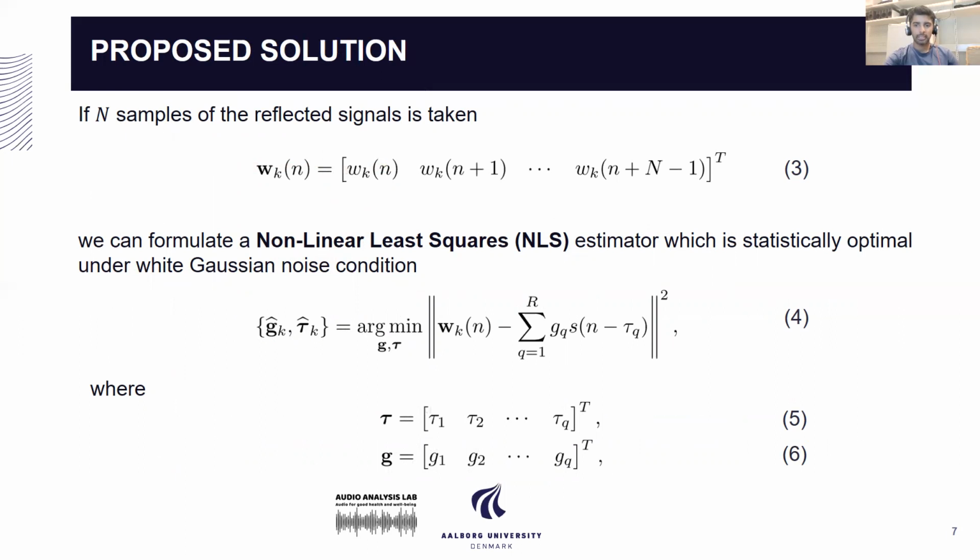The estimator is statistically optimal under white Gaussian noise conditions. So if we focus on the inner part of the cost function in equation number 4, then we can see that we are subtracting our number of reflections from the observation w(n) by searching over different tau and gain values. That minimizes the overall cost function.